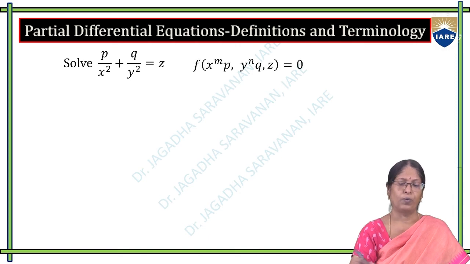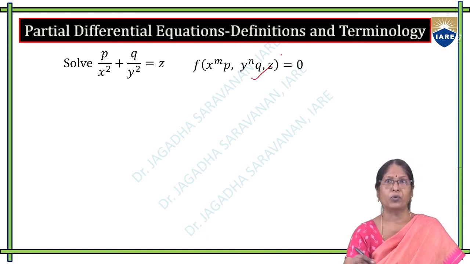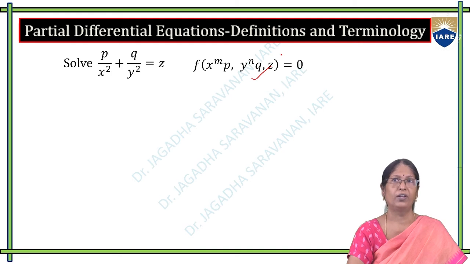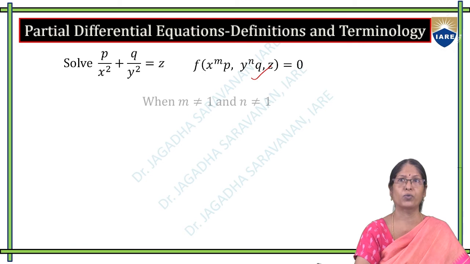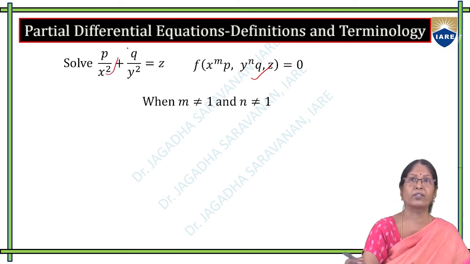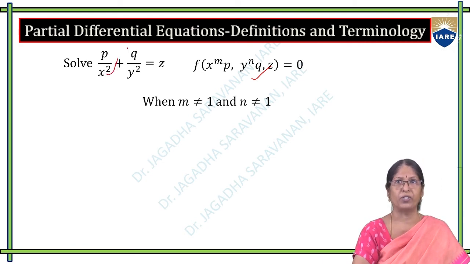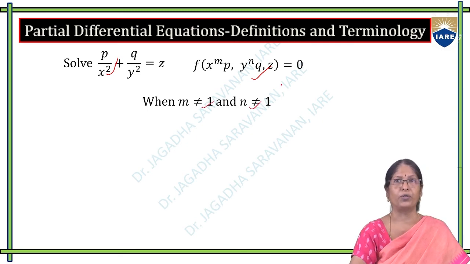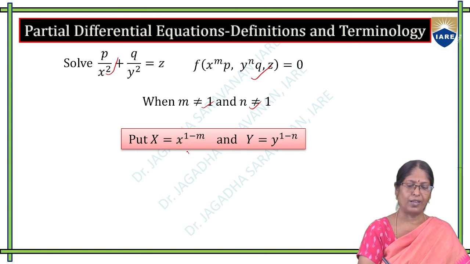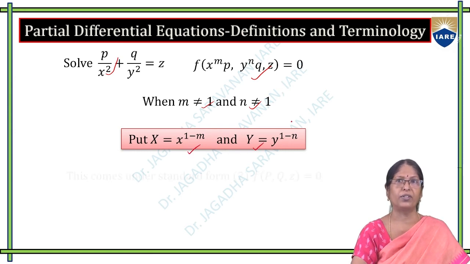This is how it actually works, with small steps given here. Here we can notice p by x square and q by y square. If you bring this x up, that is x power minus 2, and here also y power minus 2. So our m and n are playing the role of minus 2. So we can select the case where m and n are not equal to 1. So these assumptions we have selected.